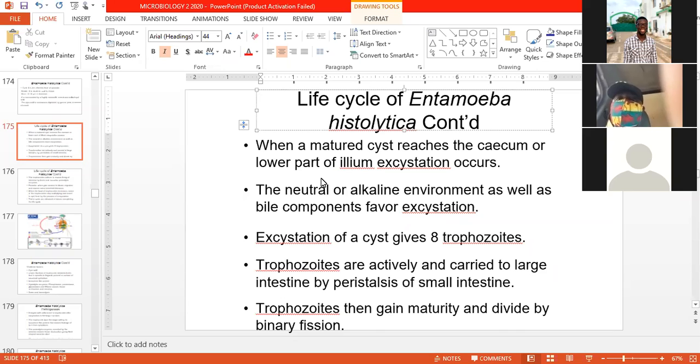Now, these trophozoites are sent down by the process of peristalsis to the large intestine.